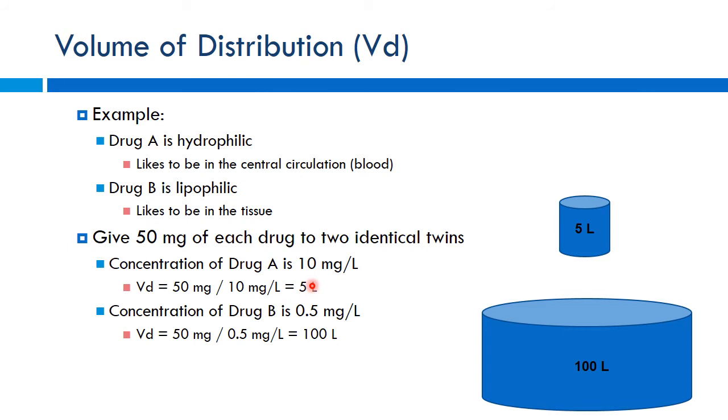So most of the drug was still there in the central circulation, and didn't really partition out too far. On the other hand, if I had the drug which is lipophilic, drug B, the concentration I measured was only 0.5 milligrams per liter, right? So I gave the same amount of drug, but the concentration was a whole lot less because most of that drug went out to the tissues. If I divide that out, you end up seeing the volume of distribution was 100 liters. Right, so essentially, I put it into a much larger bucket, so that concentration is going to be a lot less. That makes sense so far?